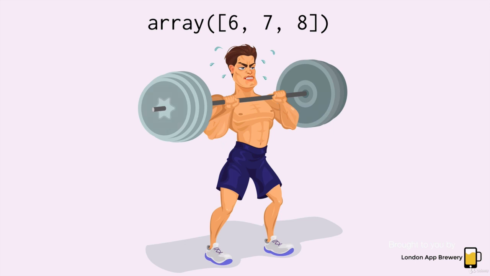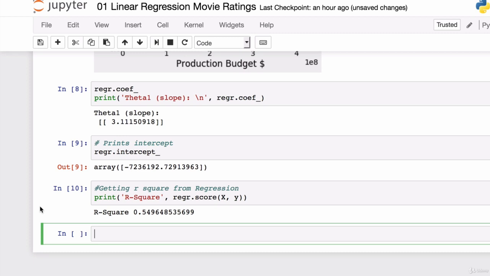All the data in an array must be of the same type. So an array must be all numbers or all strings, for example. Now, believe it or not, you've actually already encountered an array. Remember how we were looking at the regression intercept when we were estimating the movie revenue? Below the cell, we saw the output array, parentheses, square brackets, minus 7,236,000. In this output, you even see the word array, so we know that we're working with one.